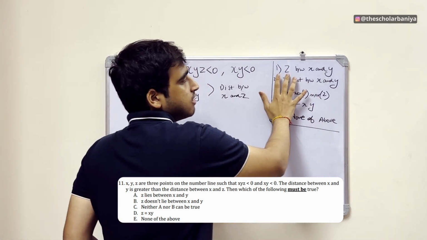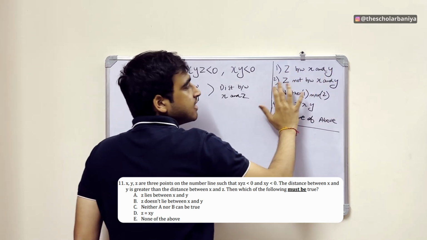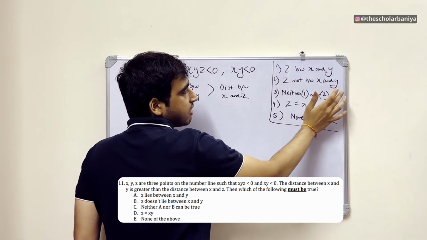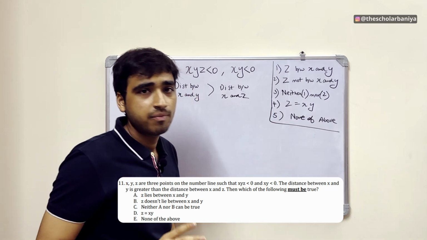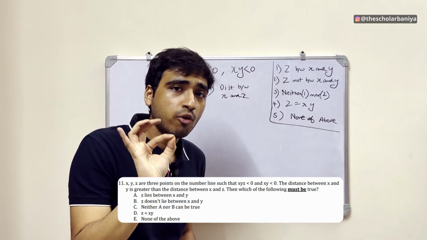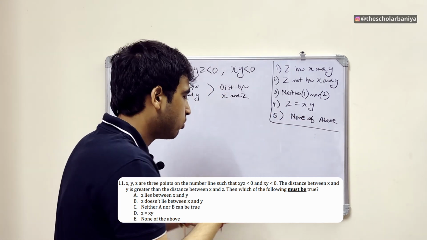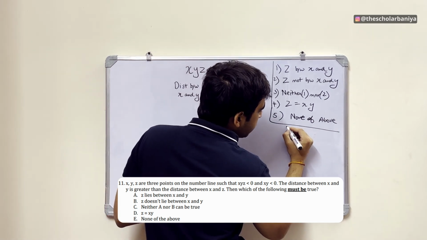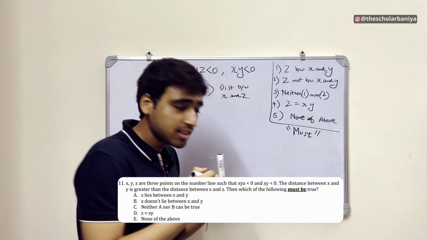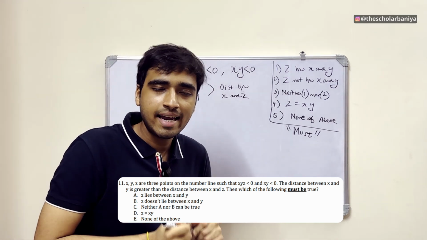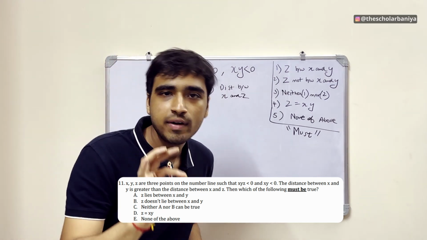And the options are: z lies between x and y; z does not lie between x and y; neither 1 nor 2; z is equal to xy; none of the above. And we have to tell which of the following must be true. The key word over here is must. That must means that in any possible case, it always has to be true.